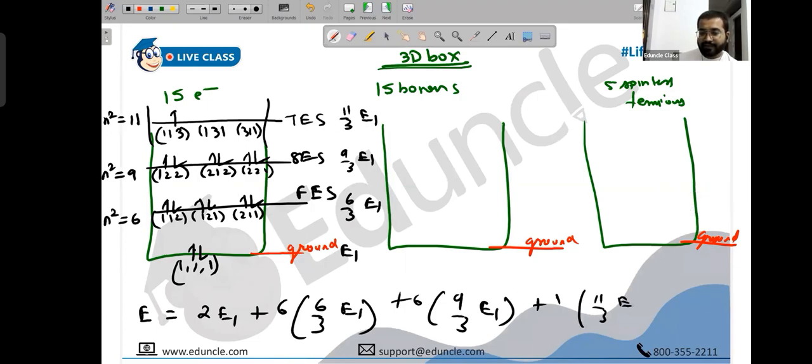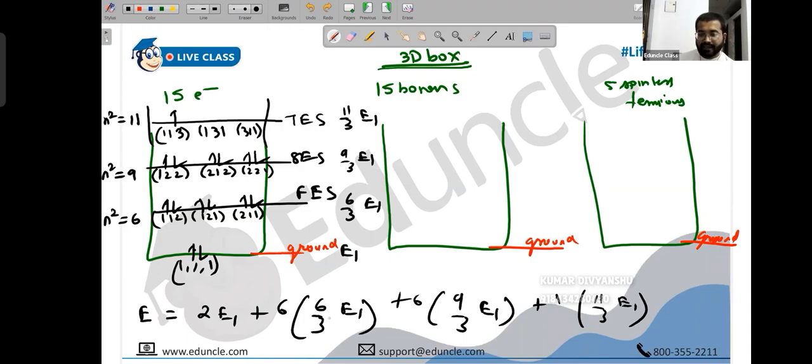Please tell me if you want me to re-explain any part of this. 2 electrons are in ground state, 6 are in first, 6 are in second, and 1 is in third. But the individual energies that we are talking about, the shortcut formula is n square by 3 even, n square by 3 even, n square by 3 even, right? n square on left side, and n square by 3 even on right side. This is a time saving method. Understood? And now calculations you can complete. Any questions, anyone? Please ask.